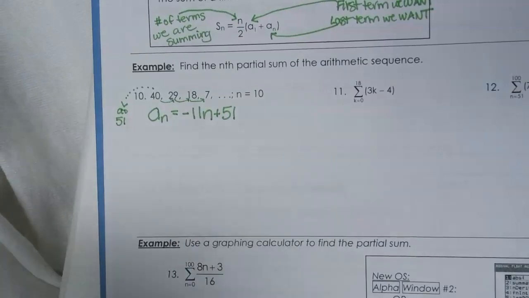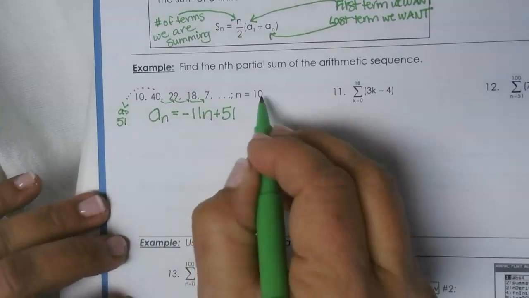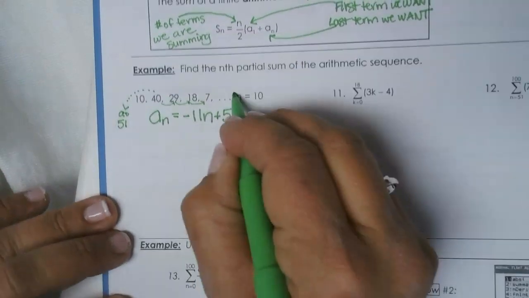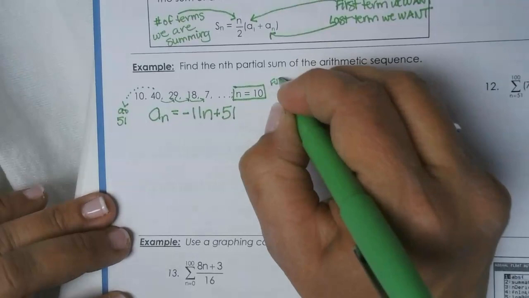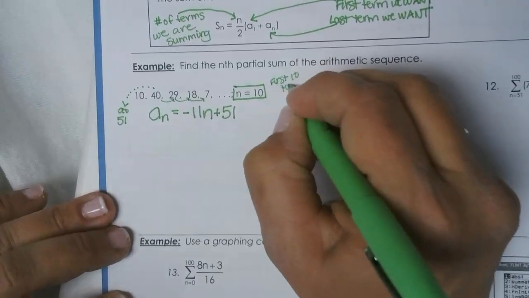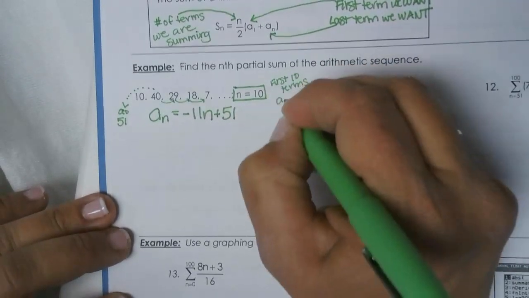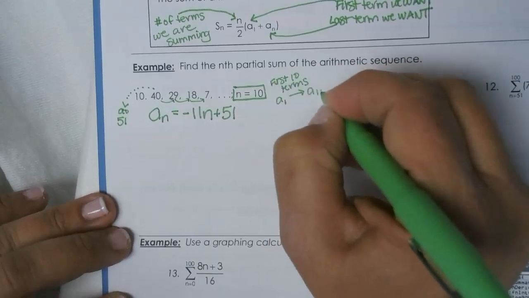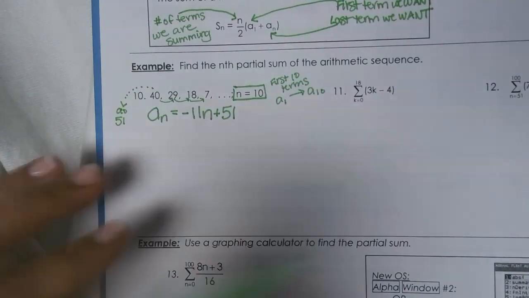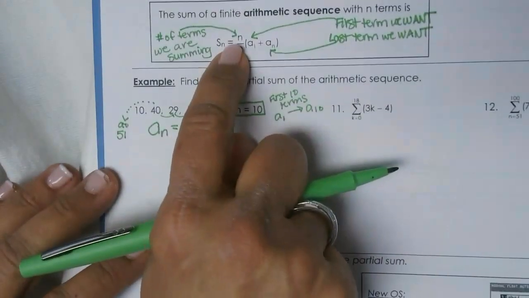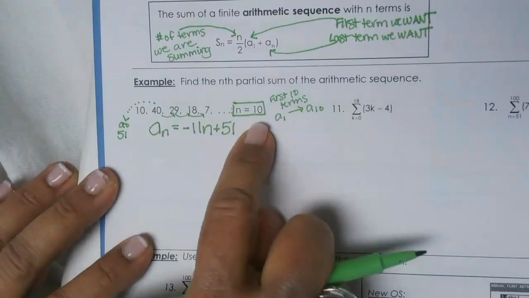Okay. And they're telling us that n equals 10. Again, what that means is it does want the first 10 terms, so like from a sub 1 to a sub 10, when it just gives you an n value like that. Well, remember, that was one of the things that we needed to know, is what is n. So our n value is going to be 10.